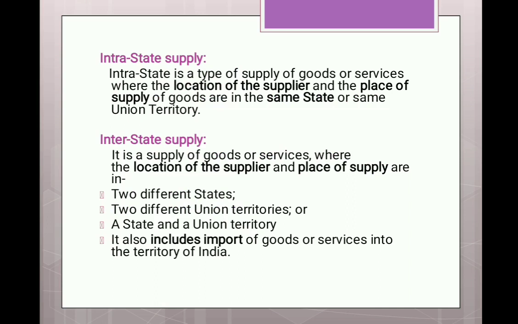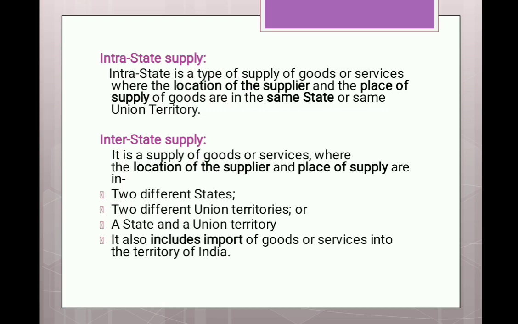So let's learn what is intrastate supply and what is interstate supply. Before knowing the types of GST, you need to understand these two definitions. Looks same but they are different. Intra means the supplier and the place of the supply are in the same state. For example, if Mr. A has sold goods from Bangalore to Mysore, both Bangalore and Mysore are in the same state, then it is an intrastate supply. And interstate supply is the opposite of intrastate supply.